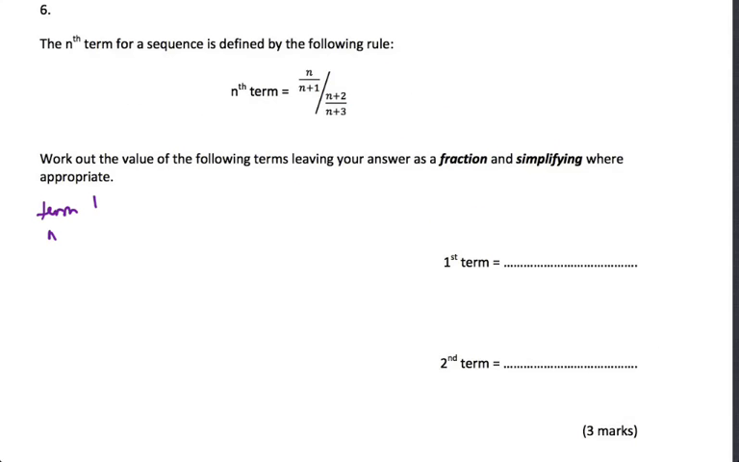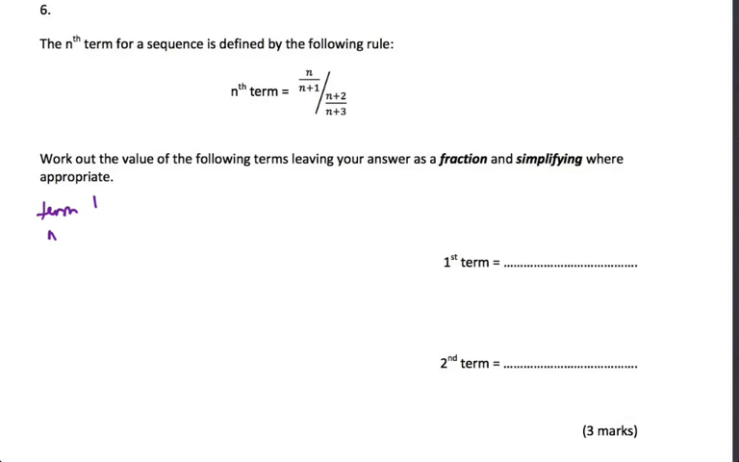This question looks slightly different on your paper. It had a big fraction line, and so I'll use that when I'm answering the question. It was basically taking your understanding of substitution, sequences, and division of fractions into one question.